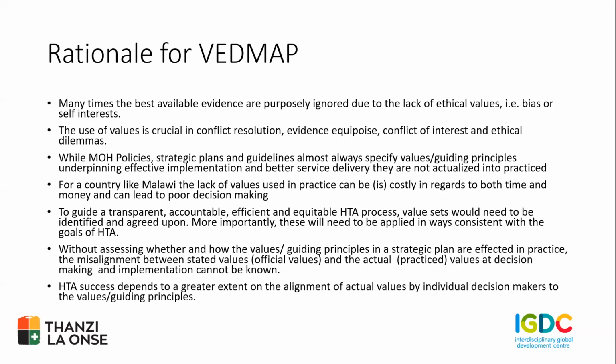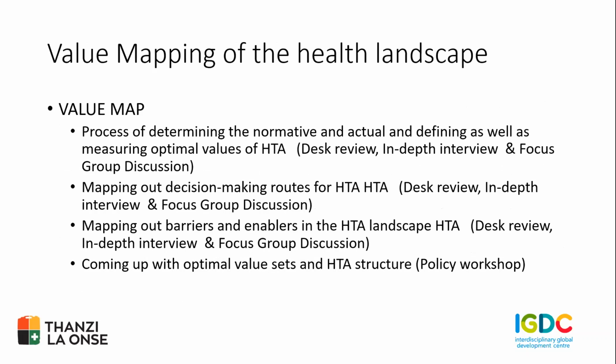Without assessing whether and how the values are performing in a strategic plan, and assessing the misalignment of official values and actual values, the implementation cannot be known. So HTA success depends to a great extent on the alignment of actual values to normative values. Value mapping of the ethics landscape: the first part is what we call the value map. The value map is a process of determining normative and actual values, and also defining the measures in order to come up with optimal values.